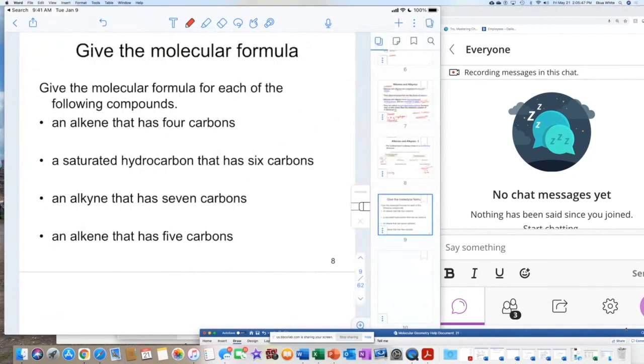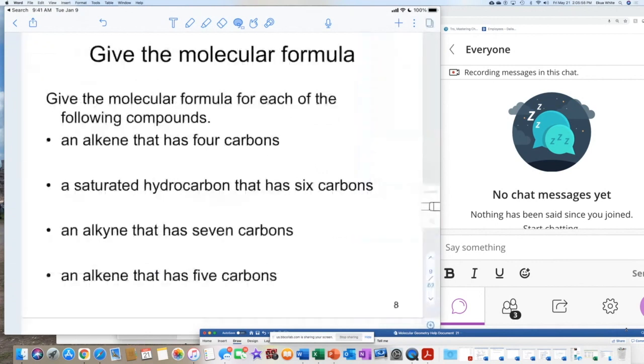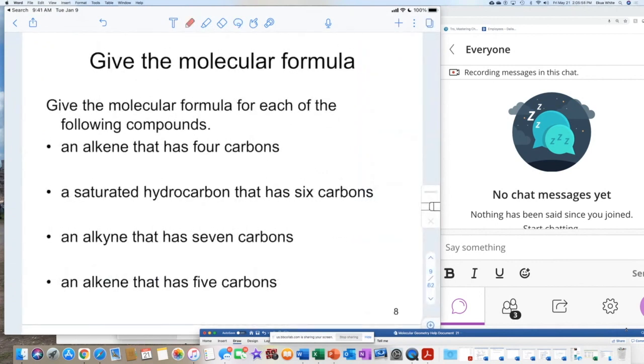Okay, here we're working on scenarios. So they want you, like a puzzle, to give the molecular formula for each of the following compounds. Oh, molecular formula. Oh, okay. I thought I was supposed to draw. I can do it right here. I just like to write the formula here. CnH2n plus 2 for alkane, A and E. CnH2n for alkene, E and E. CnH2n minus 2 for alkyne, Y and E.